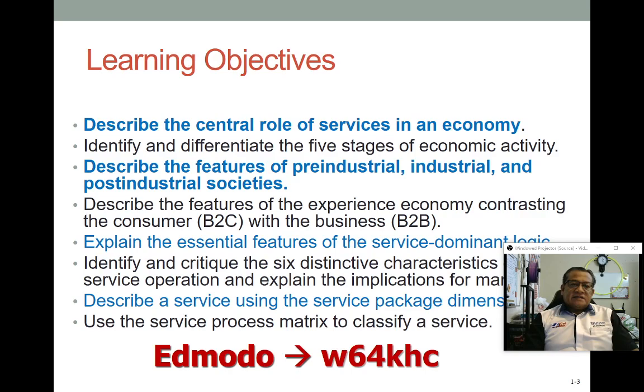Okay, the learning objectives of this course: basically I need to make you understand the central role of services in an economy. How does it contribute to a national economy and also the global economy? Identify and differentiate a few stages of economic activity, and describe the features of that economic development from pre-industrial to post-industrial to the fourth industrial revolution right now. I'm also explaining B2C, which is the service economy based on business to consumer, and later B2B, the business to business service environment, and explain the essential features and so on. So these are part of the learning objectives that I'll be explaining in this lecture.